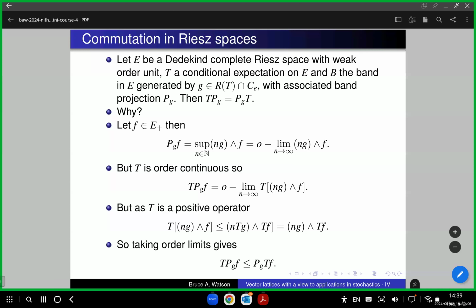So this says that if we apply T to the band projection generated by G acting on F, that is exactly the order limit of T of the infimum of NG with F. And as T is a positive operator, if we have T applied to the infimum of two non-negative objects, that is less than or equal to T applied to the one object, infimum T applied to the other object. This is purely a property of positive operators.